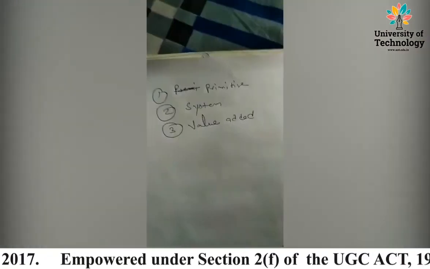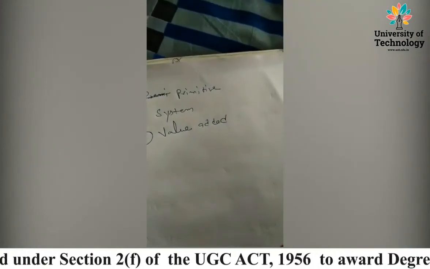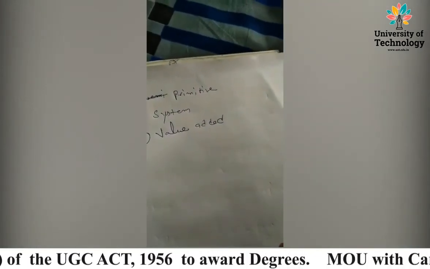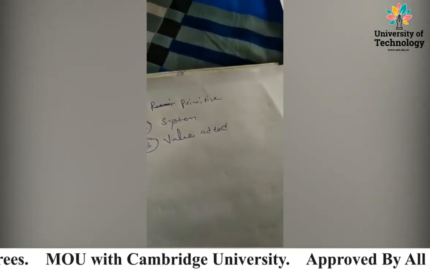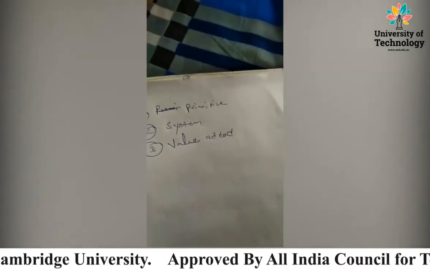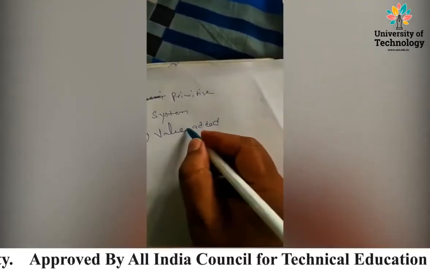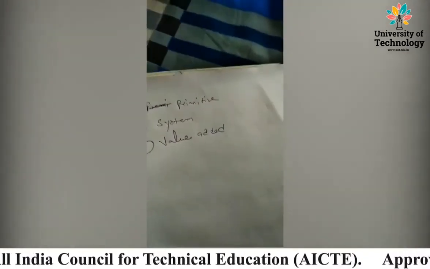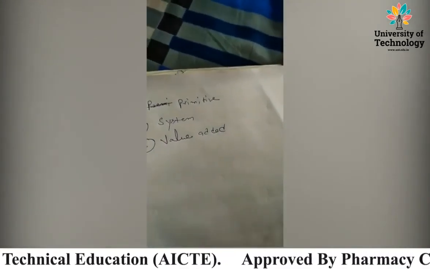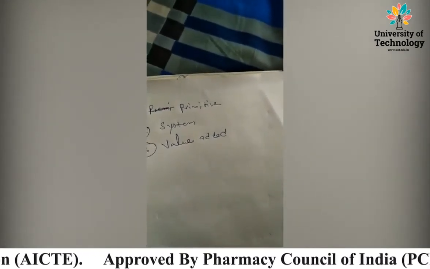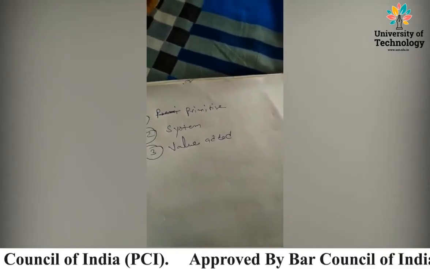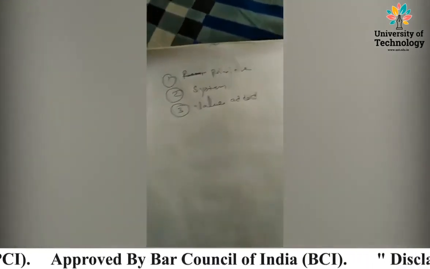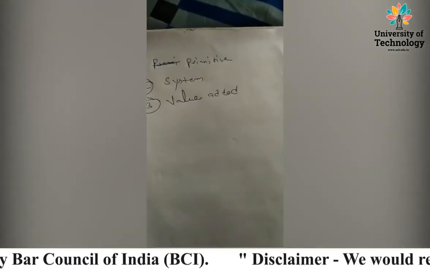Primitive services are fundamental mechanisms that reside in the kernel. System services are user-friendly and directly communicate with the users. Value-added services are visible to the users from the application point of view. So that was all about the client-server model.